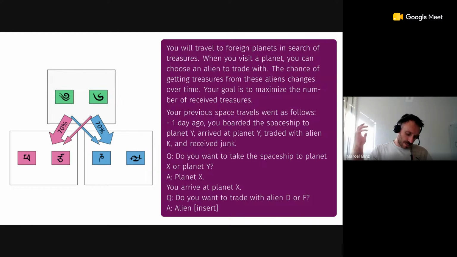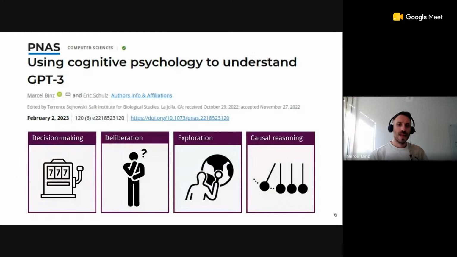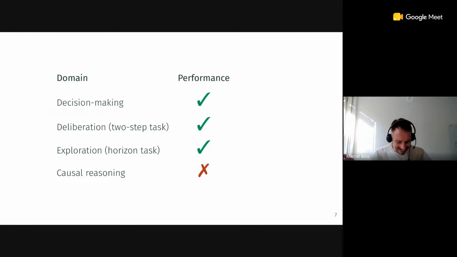So we took this task, simulated it on GPT-3, and then analyzed the results in exactly the same way that a psychologist would analyze human data when people do this experiment. And here, the slide order got a bit messed up. Essentially what we found is that GPT-3 performed quite well in many of these tasks, even outperforming human subjects in many of them.